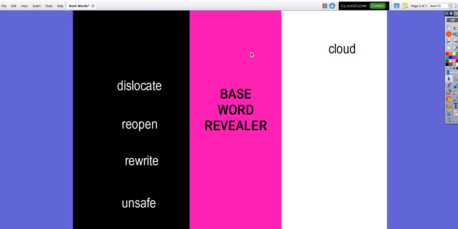Remember, we either added something to the beginning or we added something to the end. And we're going to take it away to find the root word. Just like in cloudy, remember they'd stuck a y at the end and we took it away just to end up with cloud again.